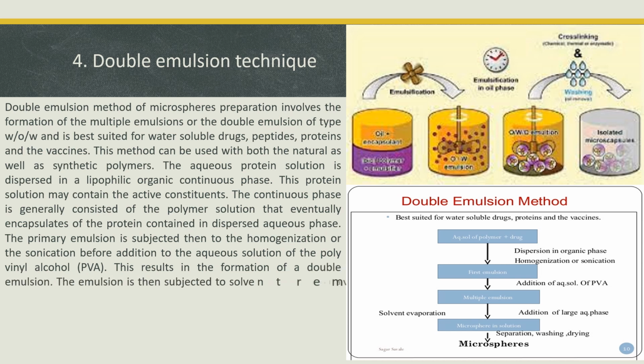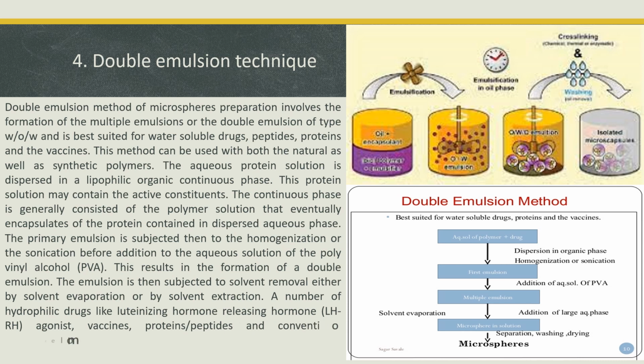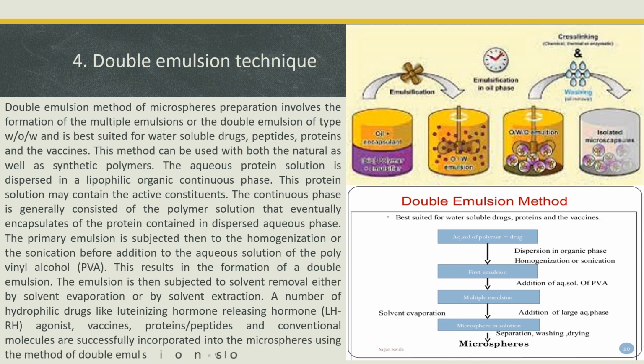The emulsion is then subjected to solvent removal either by solvent evaporation or by solvent extraction. A number of hydrophilic drugs like LHRH agonists, vaccines, proteins or peptides and conventional molecules are successfully incorporated into the microspheres using the method of double emulsion, solvent evaporation or extraction.